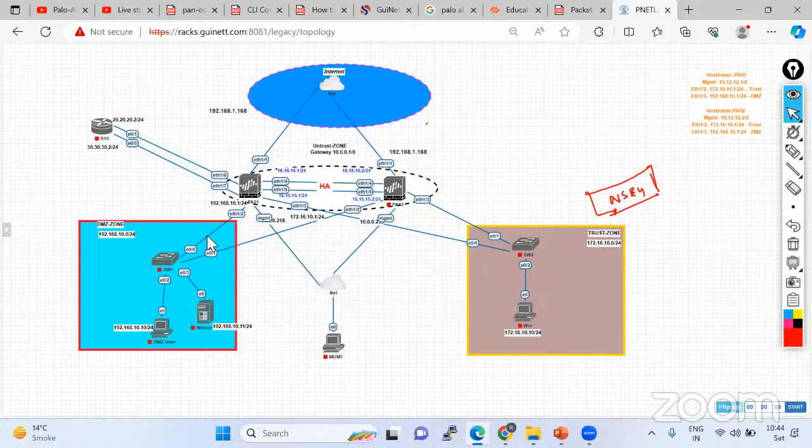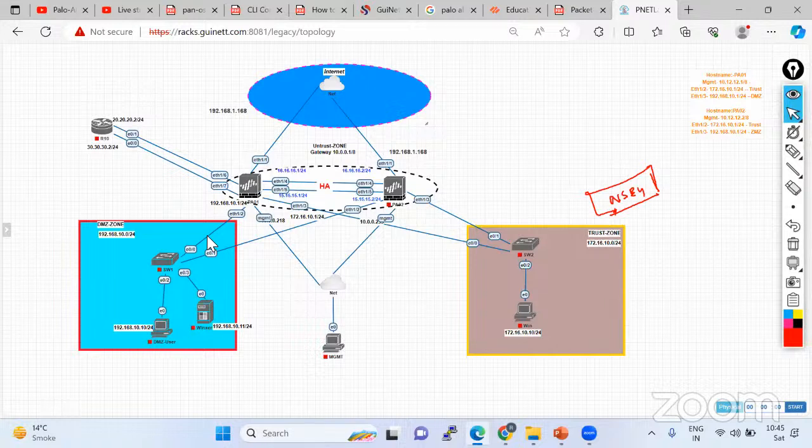If you know about HSRP and VRRP in the router, there is also a concept of standby routers and active routers. How does it happen? Based on the priority, right? In that case, the higher priority is going to win. The default priority is 100, right?